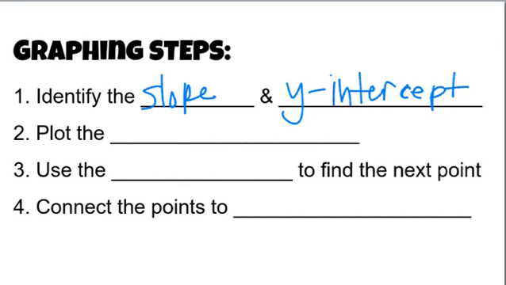Okay, so that's the first thing. Identify your slope, identify your y-intercept. Writing them down or identifying them in the equation somehow is a really good way to focus yourself, to stay organized. And double check that you're correct. Then we're going to plot the y-intercept.